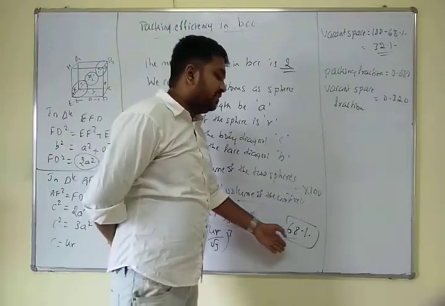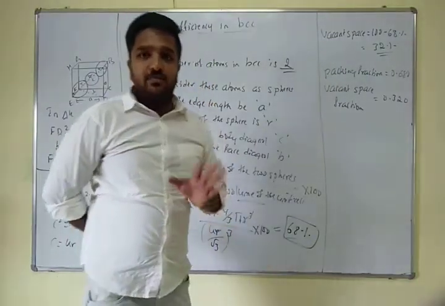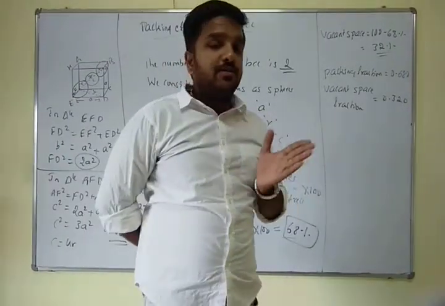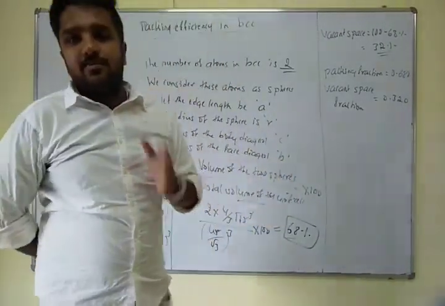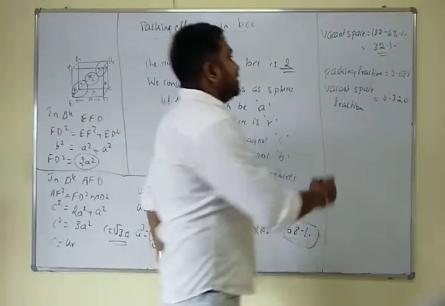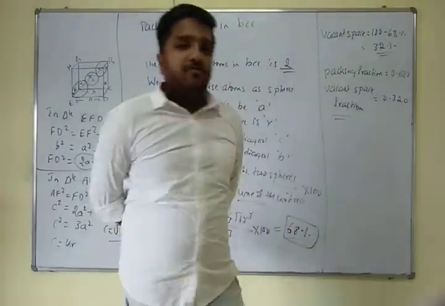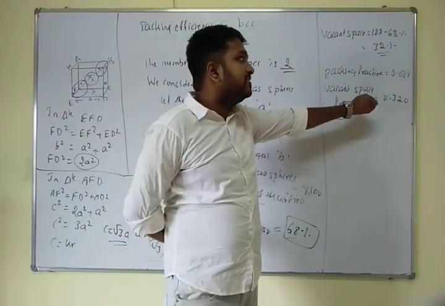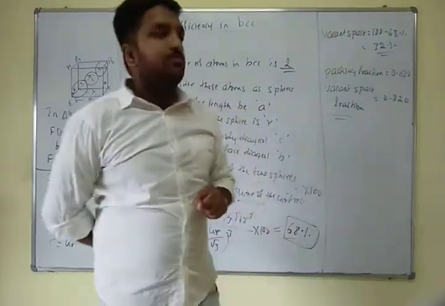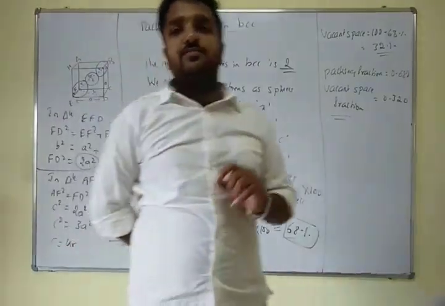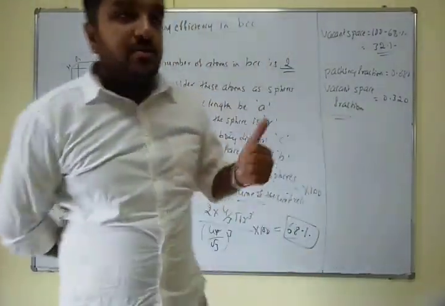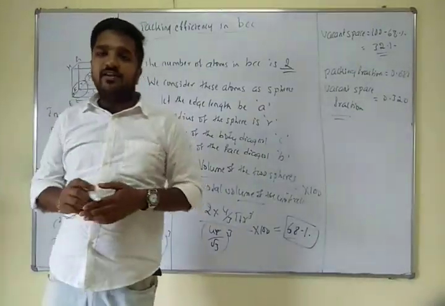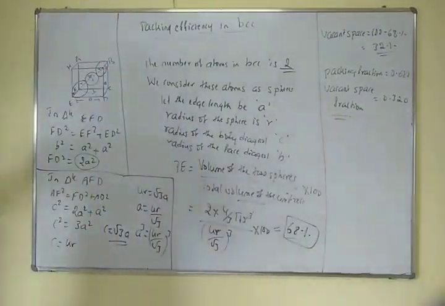So after calculating, we get 68%, that is the packing efficiency. And if you subtract from 100, you get 32%, that is the vacant space percentage. We have also expressed the packing fraction and vacant space fraction as 0.68 and 0.32 respectively. Clear? So now let us focus on the packing efficiency of the last crystal, that is FCC.